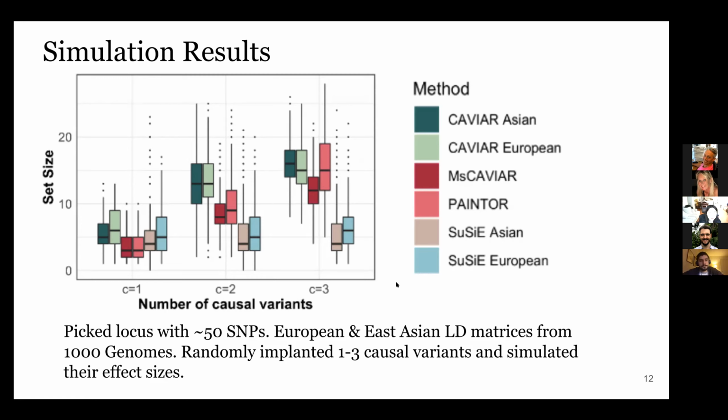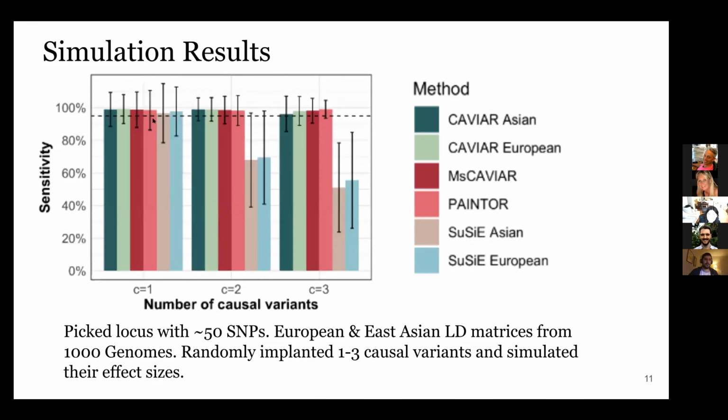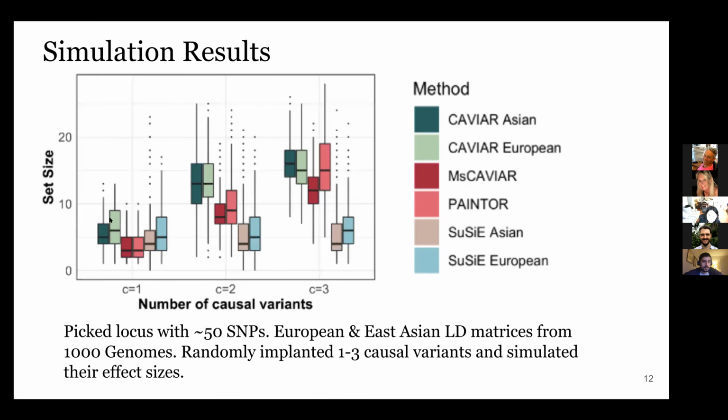And so Nathan, I have a question. What's the relationship between your last slide where the y-axis is the sensitivity and this slide where the y-axis is the set size? How did you measure the similarity in your last slide? So these are basically the same simulations, but there we're showing that the methods recovered the causal variants 95% of the time, which is the goal of the methods. And here we're showing, when they recovered those causal variants, what were the set sizes they returned.